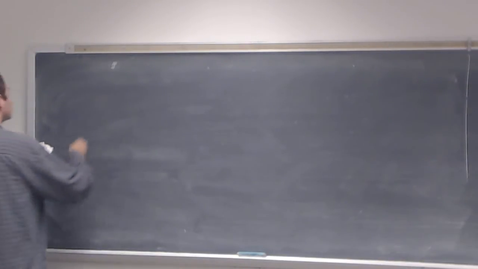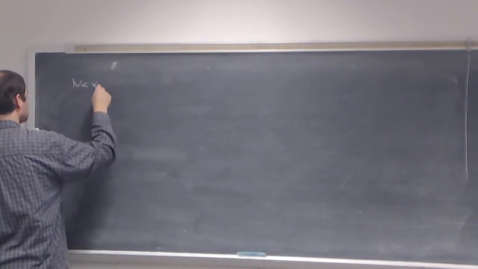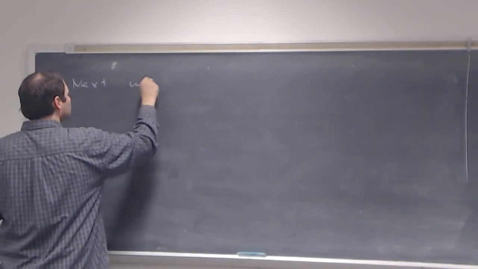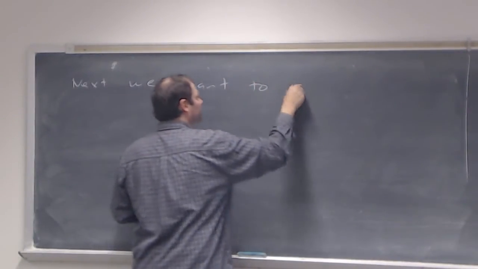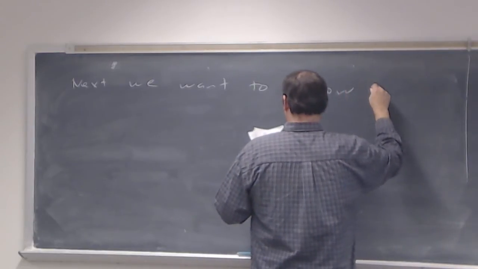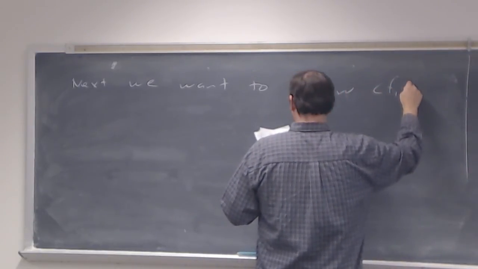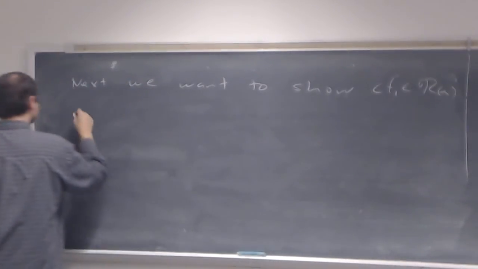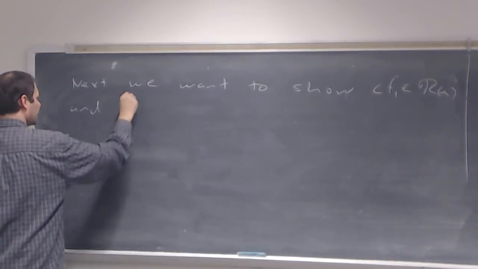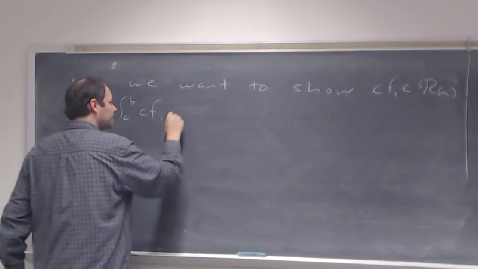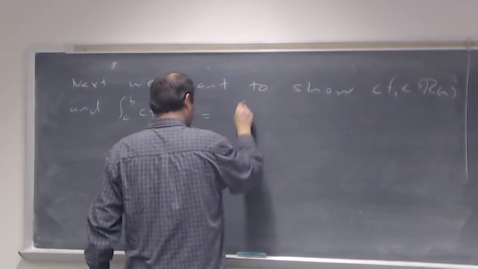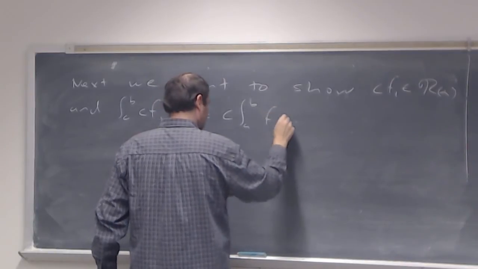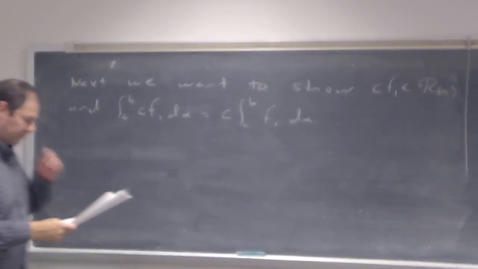Okay, so next, we want to show C times f sub 1 is an element of the Riemann-Stieltjes integrable functions, and the integral from a to b of C times f sub 1 d alpha is equal to C times that integral. So that's what we want to show. That's the second part of the theorem.